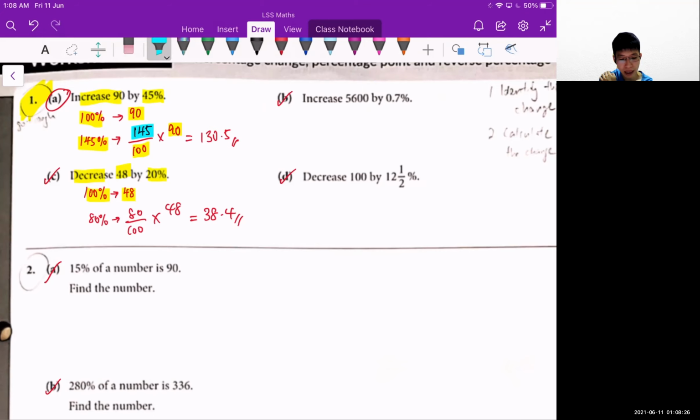So another example will be decrease 48 by 20%. In this case, it tells me that the percentage decrease is 20%. So I know that my 100% is 48. And since it has been decreased by 20%, 100% minus 20 will be 80%. And to find out what is 80% of 48, I take 80 over 100 times 48. And this will give me 38.4 as the value for this 80%.